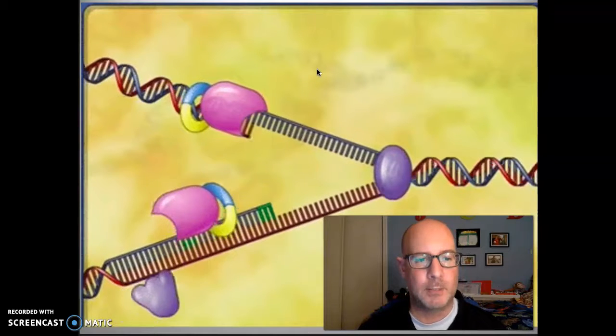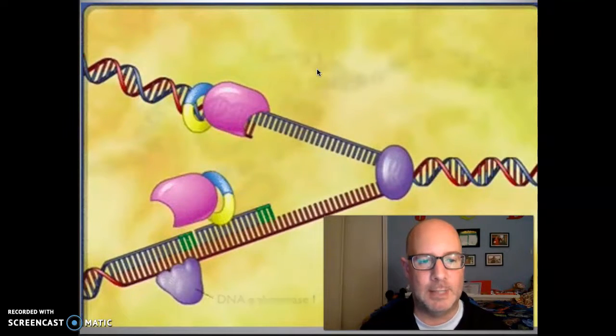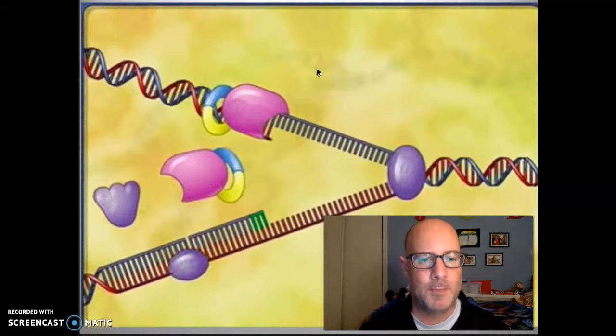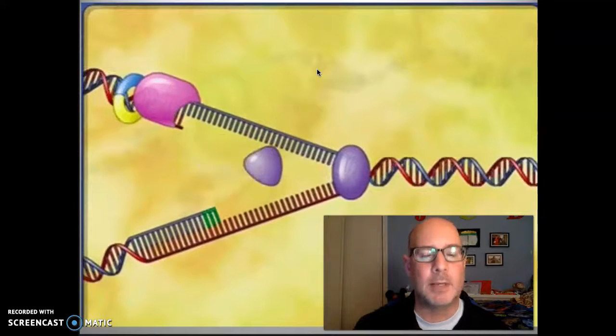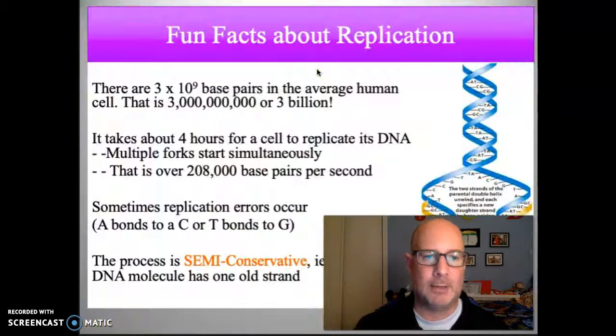I am presuming at some point here in just a second, we're going to see a DNA ligase come in, and it's going to seal up those little fragments. But again, top strand and the bottom strand would be exactly the same. Okay, this replication is occurring at breakneck speed. There are 3 billion bases in just one of your cells, so it takes about 4 hours for DNA to actually replicate itself. That little thing that I have down there about sometimes replication errors occur, it's true, and we're going to get into more depth in that a little bit later this year.